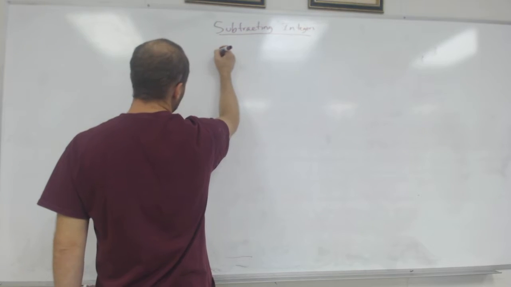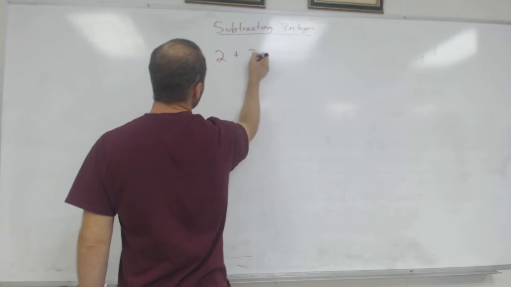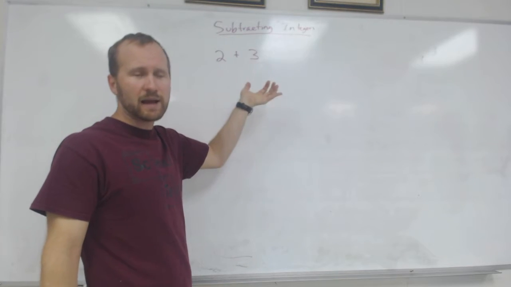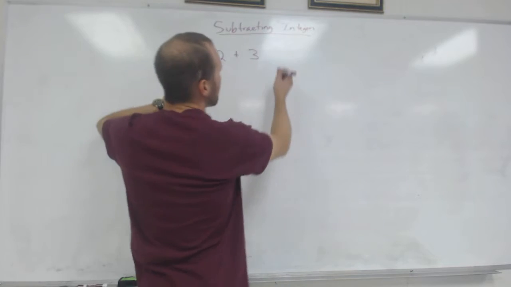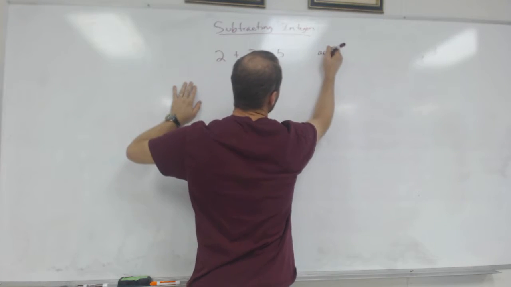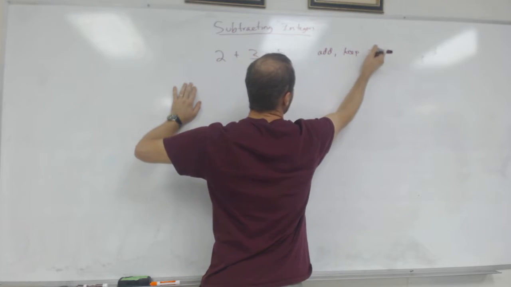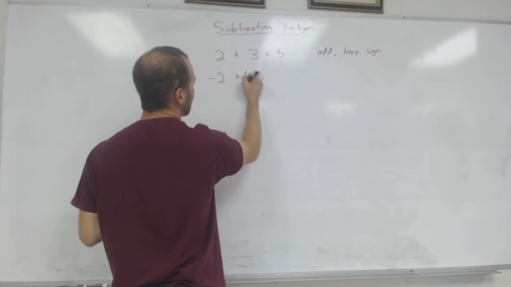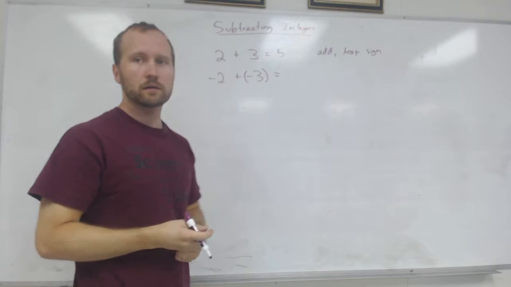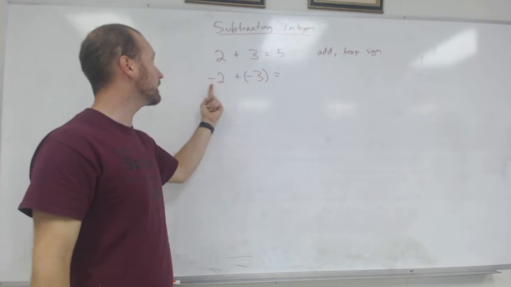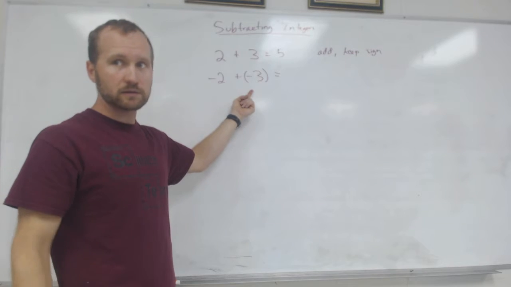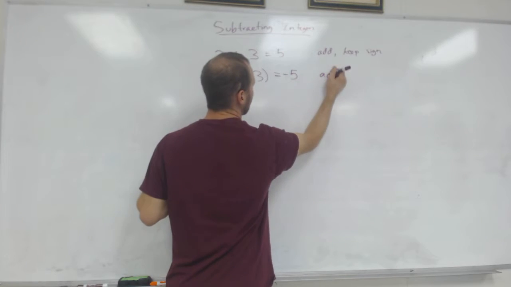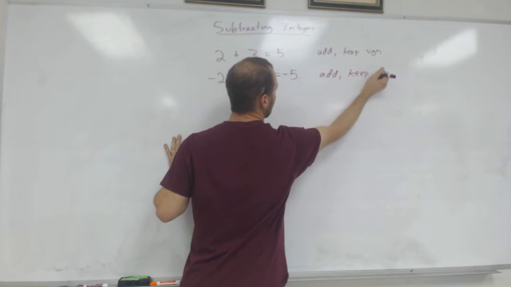First of all, if we have something like 2 plus 3, where they're both positive, what did we do? We just add them together and we keep the sign, right? So add, keep the sign. What if we had negative 2 plus negative 3? Again, since we have the same sign, we add the numbers, keep the sign.